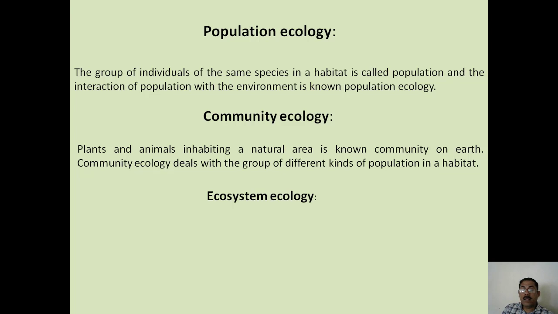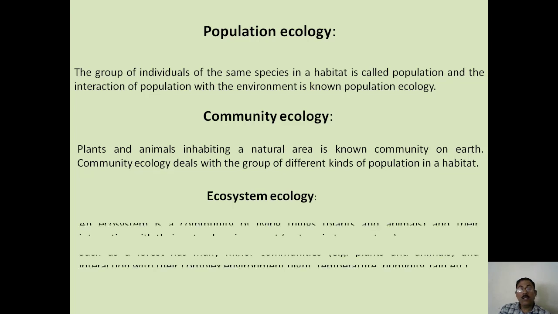For example, agriculture land is a habitat of different crops, insects, rats, rabbits, and snakes. These are the biotic components in an agricultural land. So the rabbit population, the rat population, the insect population, and the particular crop population, each a number of individuals, these species indicate the different communities. Each community is a different group, and their interaction with the environment is known as community ecology.